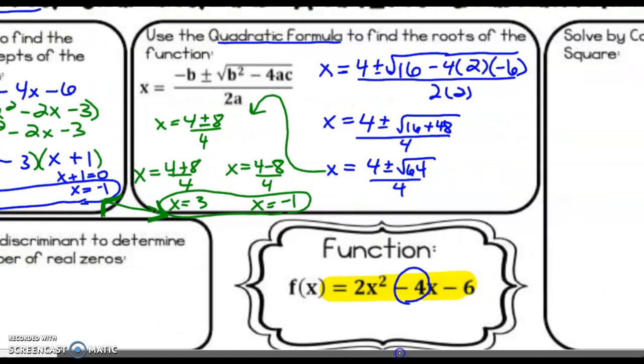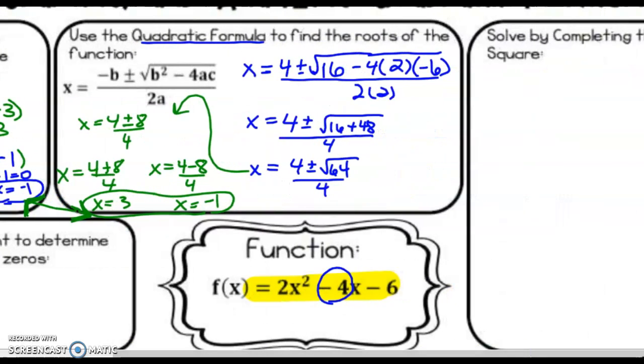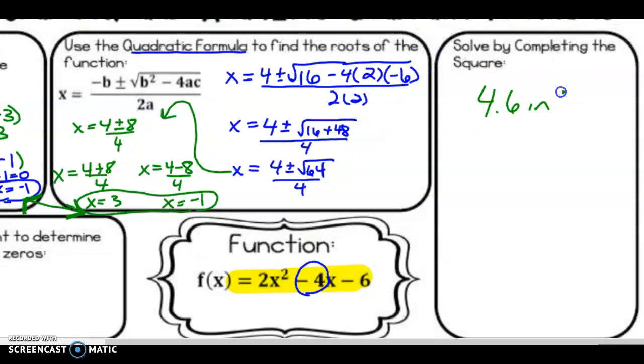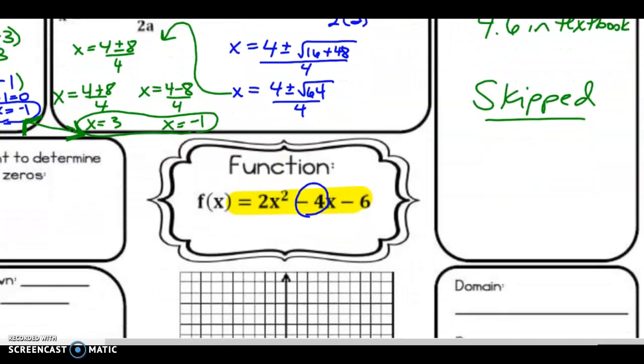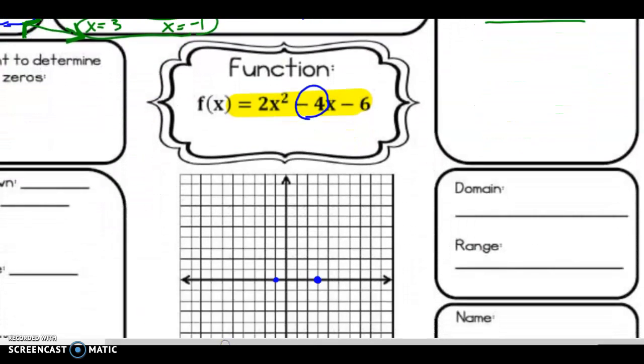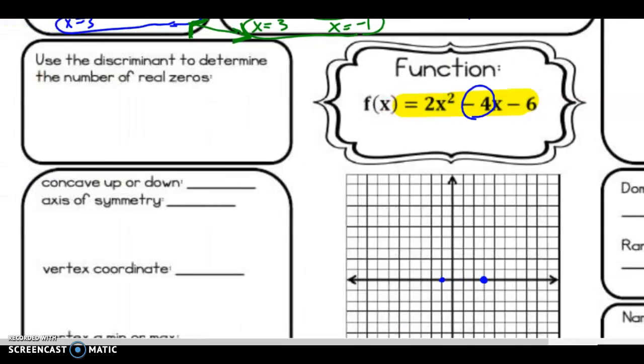Alright, solve by completing the square. That's the one that we skipped this year. It is in section 4.4. So again, we skipped that method. You will work with completing the square in pre-calculus. Alright, let's go down our graphic organizer here over to the discriminant.